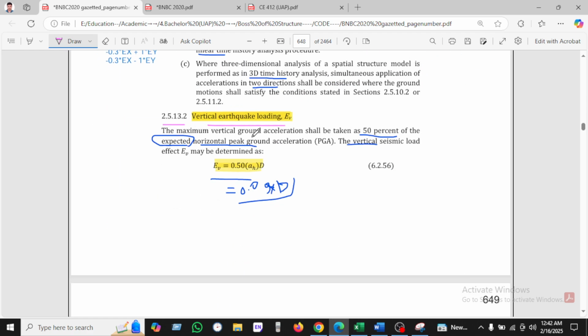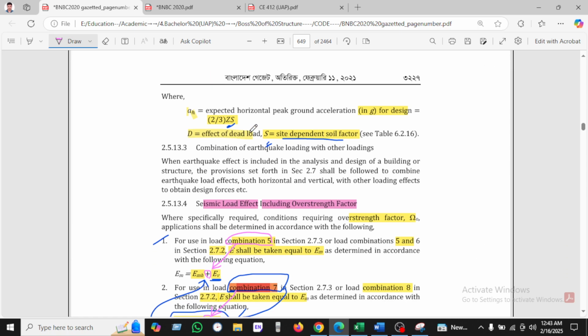This is the vertical earthquake. We can see the maximum vertical ground acceleration shall be 50% of the horizontal peak ground acceleration, and vertical seismic load effects EV can be determined by this formula: 0.50 AH into D. What is AH? AH is 2/3 Z into S. What is Z? Z is the seismic zone coefficient, and S is the soil site class.